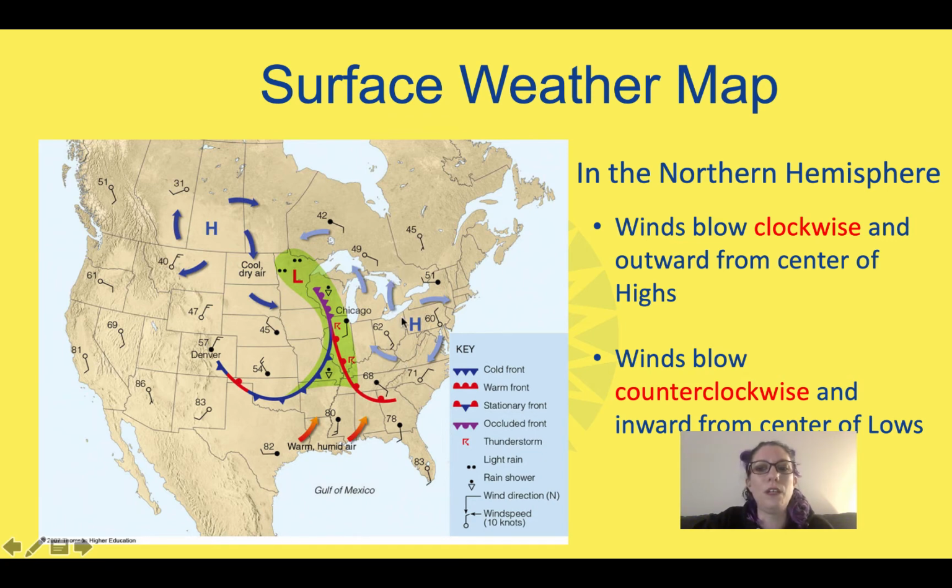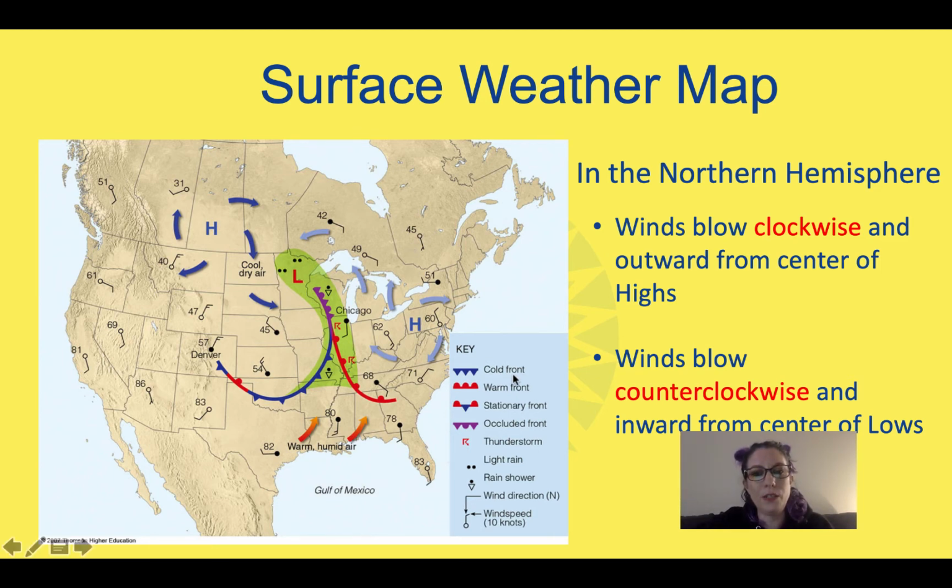Now, in the northern hemisphere, winds are also going to blow counterclockwise and inward from the center of lows. So here we have a low, and you can see how the wind around it is going counterclockwise. They're also kind of pointing in a little bit. We'll go over this once we get into pressure and different things in a few weeks. We'll actually go over the ramifications of what it means because the wind is going outward or inward. But for right now, let's just make sure that we understand that around a high it's going to be clockwise, and around a low it'll be counterclockwise.